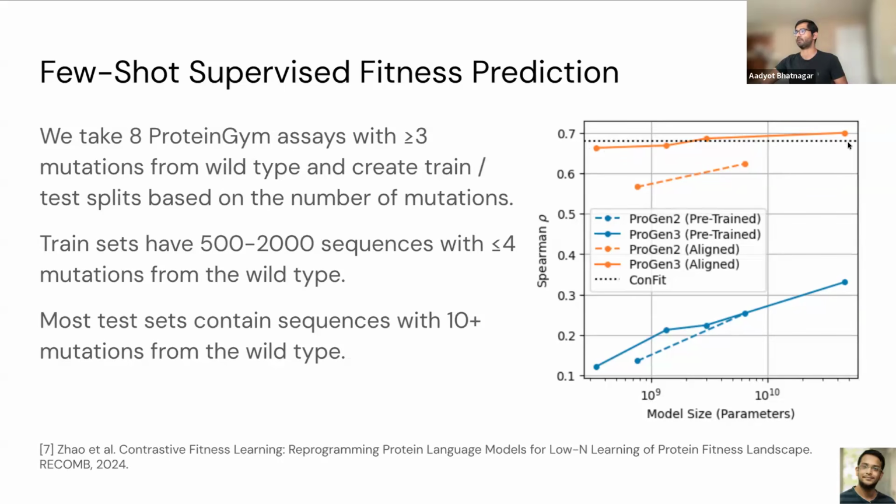Here I'm also comparing against a similar-ish method called ConFit, which works with encoder models and encodes a lot of specific assumptions around the data being substitutions only. And we see that the largest ProGen3 models outperform ConFit as well.